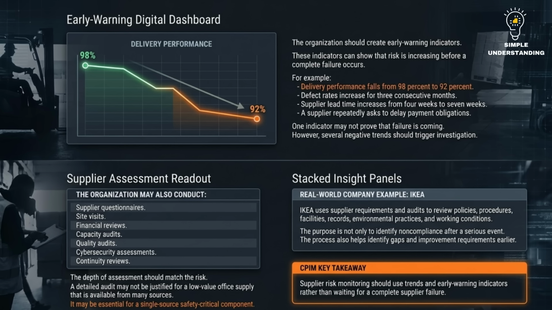Real-world company example. IKEA. IKEA uses supplier requirements and audits to review policies, procedures, facilities, records, environmental practices, and working conditions. The purpose is not only to identify non-compliance after a serious event. The process also helps identify gaps and improvement requirements earlier. CPIM key takeaway. Supplier risk monitoring should use trends and early warning indicators rather than waiting for a complete supplier failure.